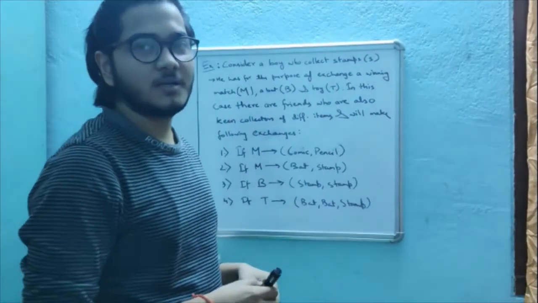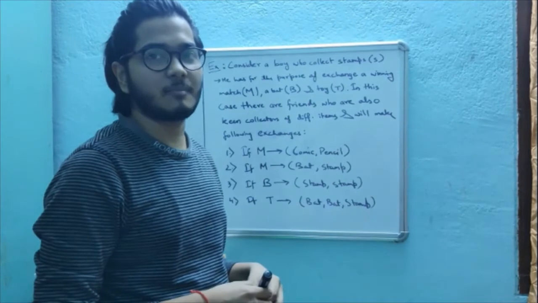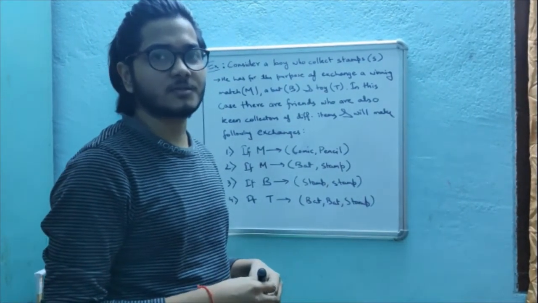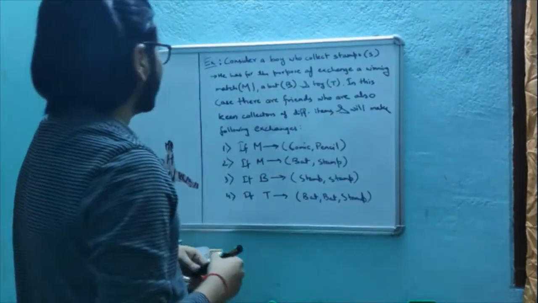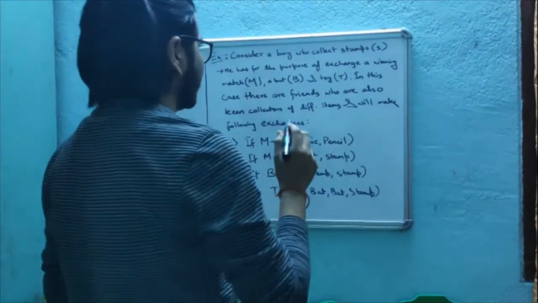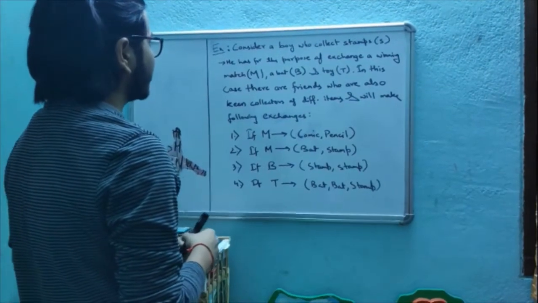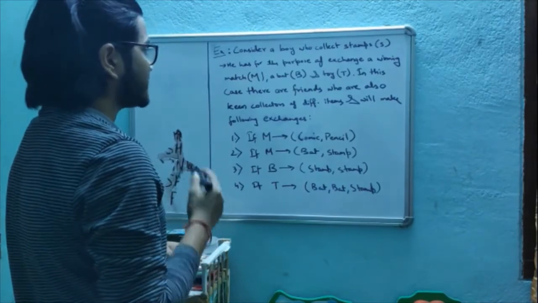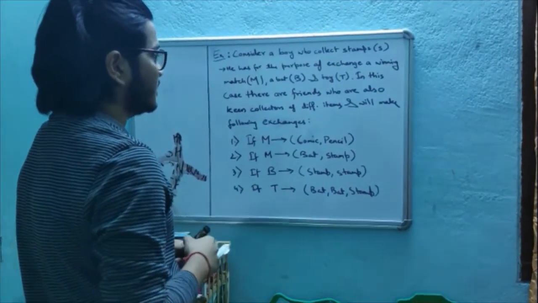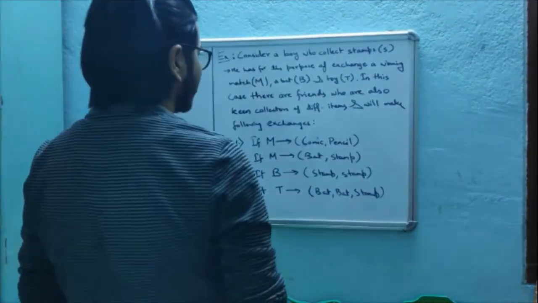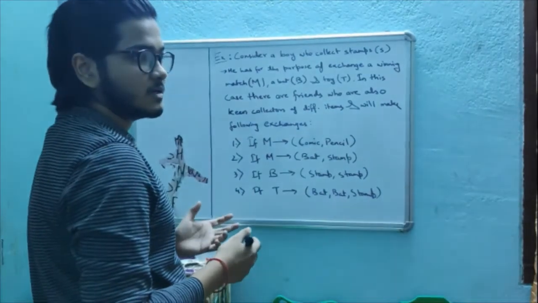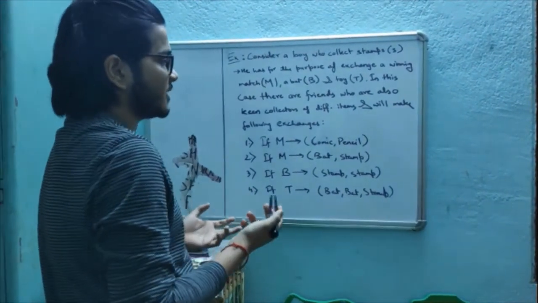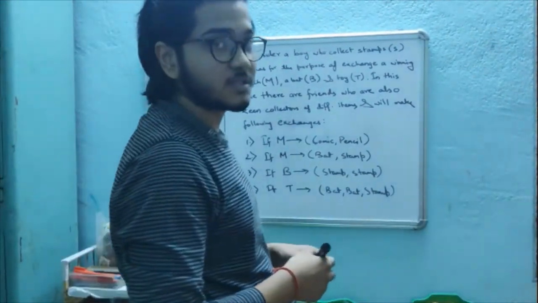So in our last part, we have taken one example and written a pseudocode. So let's solve that question graphically. The question was: consider a boy who collects stamps, denoted as S. For the purpose of exchange, he has a match M, a bat, and a toy. He has some friends who are keen to exchange bat, match and toy with some comic, pencil and stamps.